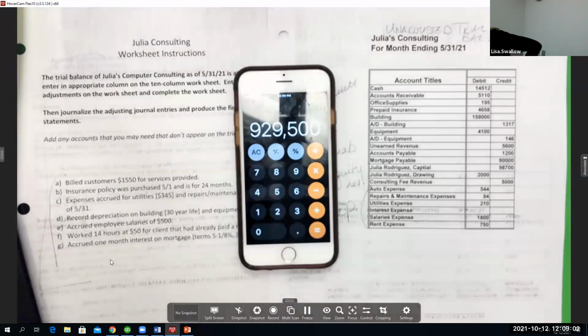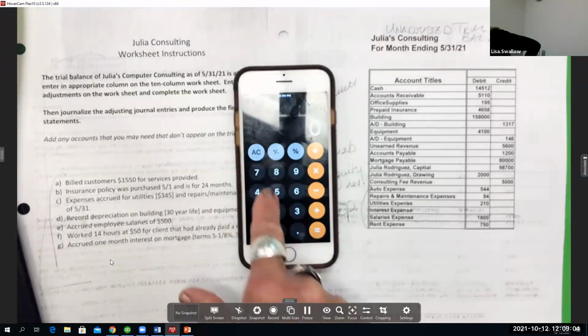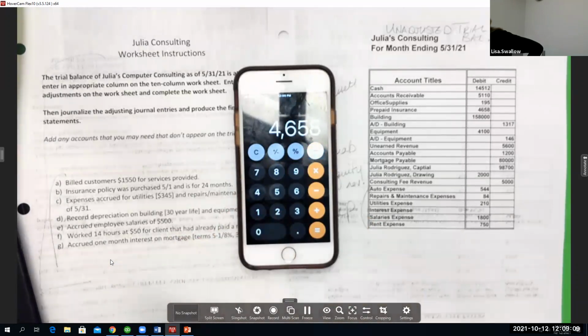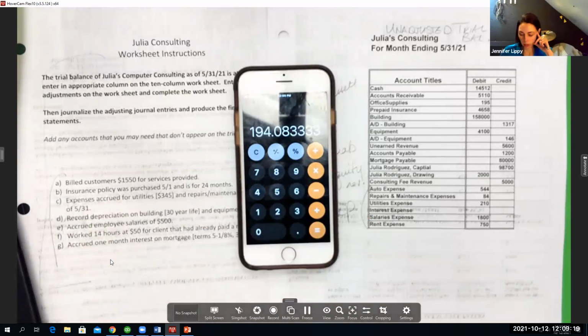Let me put my little calculator up here and we'll do it together. 4658. How many months are we writing off? 24. One month. Okay. Is that what you got? Yeah. Cool.